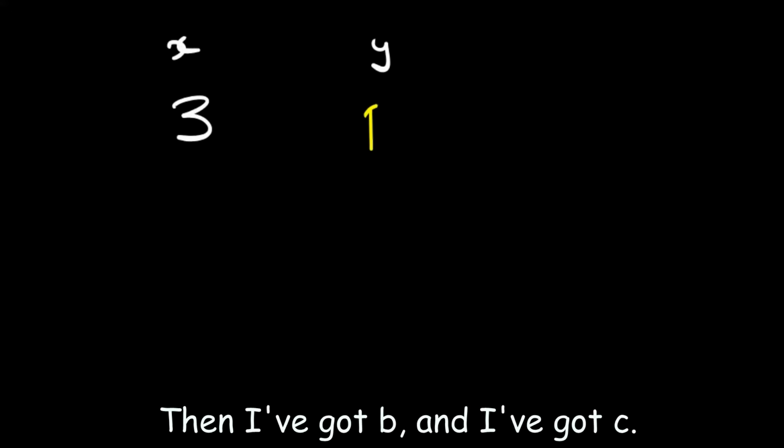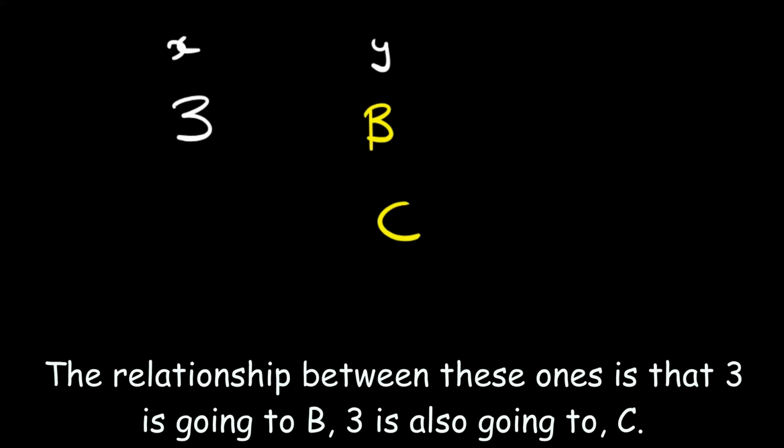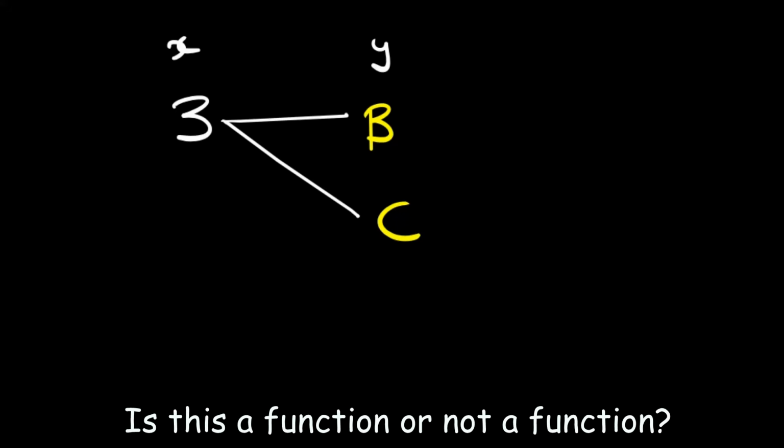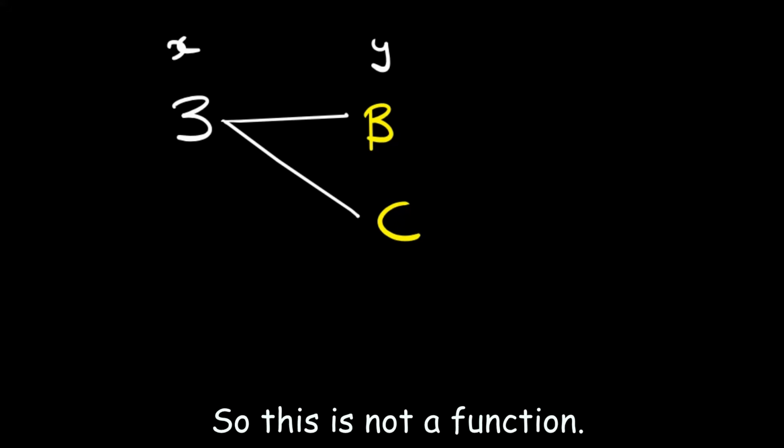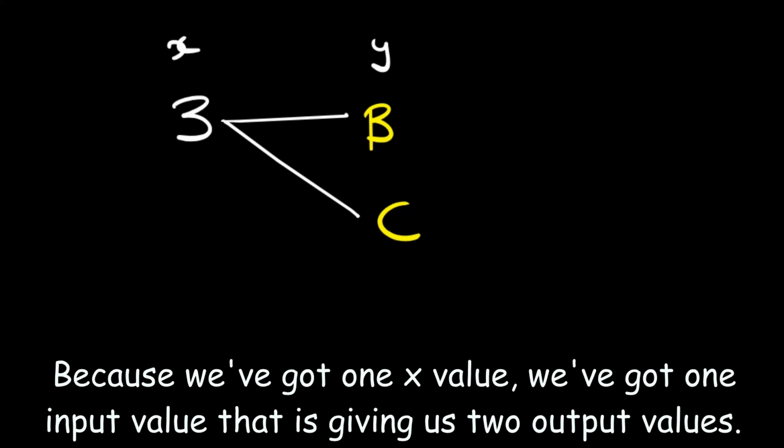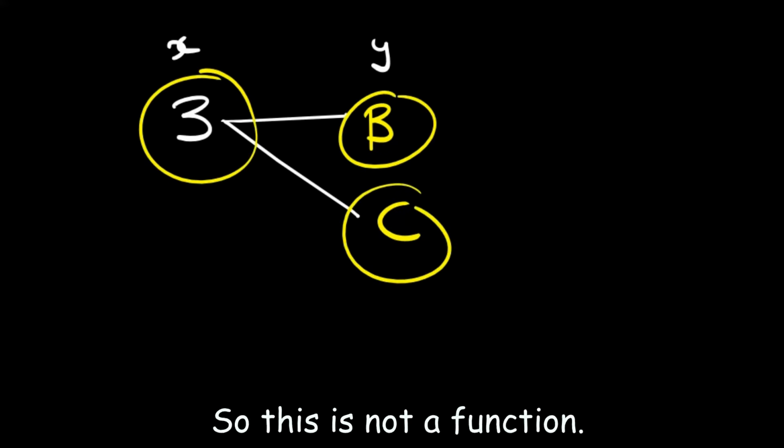Let's put another scenario. Let's say I've got 3, this is x, let's say this is y. Then I've got b and I've got c. The relationship between these ones is that 3 is going to b, 3 is also going to c. Is this a function or not a function? So this is not a function. Why? Because we've got one x value, one input value, that is giving us two output values. So this is not a function.